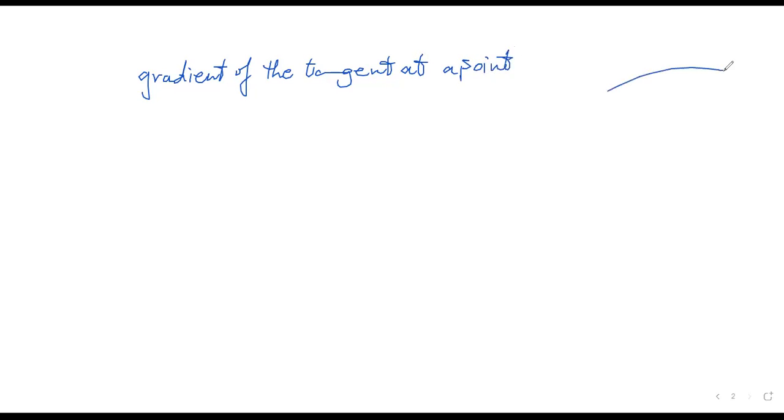I have a curve, and I have a tangent to that curve. Tangent means a line touching the curve at one point. Let's say this point is A, x equals A. That line has a gradient, because we all know it's equal to mx plus c. The m is the gradient of the line.